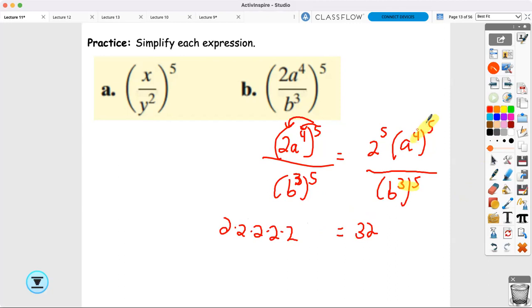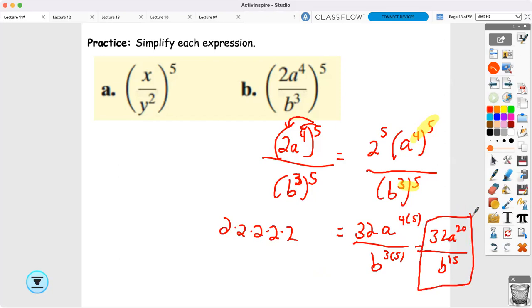And we know we're multiplying 4 and 5 because it's a power rule, so it'll be a to the 4 times 5 over b to the 3 times 5. When we simplify that, we get 32a to the 20th over b to the 15th power. And we're done. Any other questions, guys, regarding any of these practice problems? All right, let's go ahead and move on.